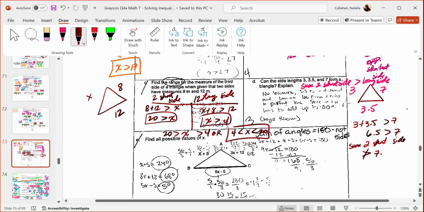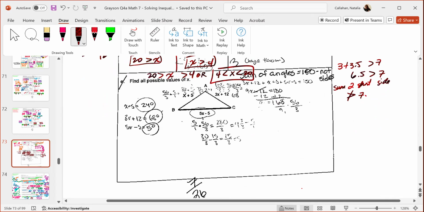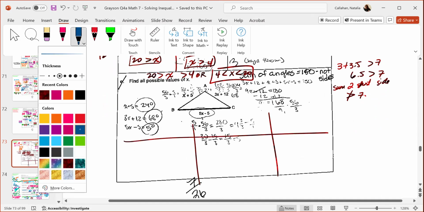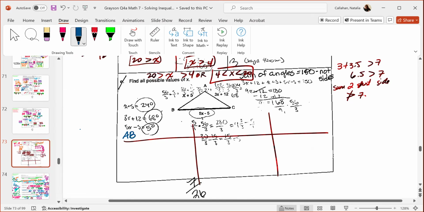Okay. All right, last question. Find all possible values of x, correct? You have 3 different sides. I don't know which one's a short side, which one's a long side, so we're going to assume 3 different scenarios. Scenario one, let's assume that side AB plus AC is greater than BC, right? And that's assuming that BC is a long side, right?